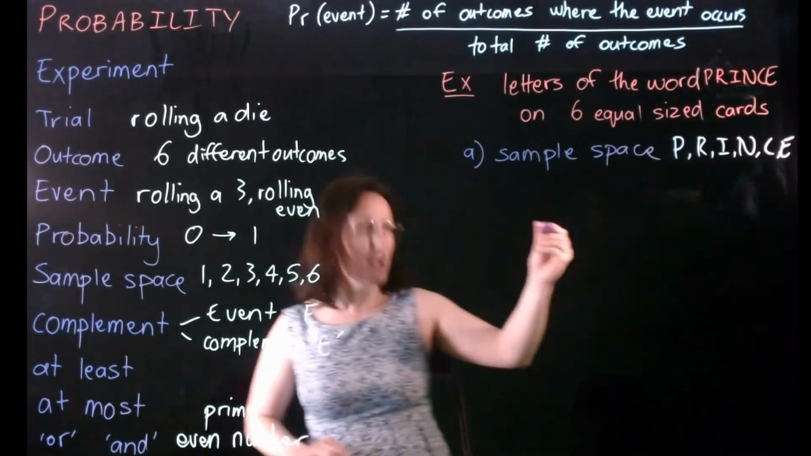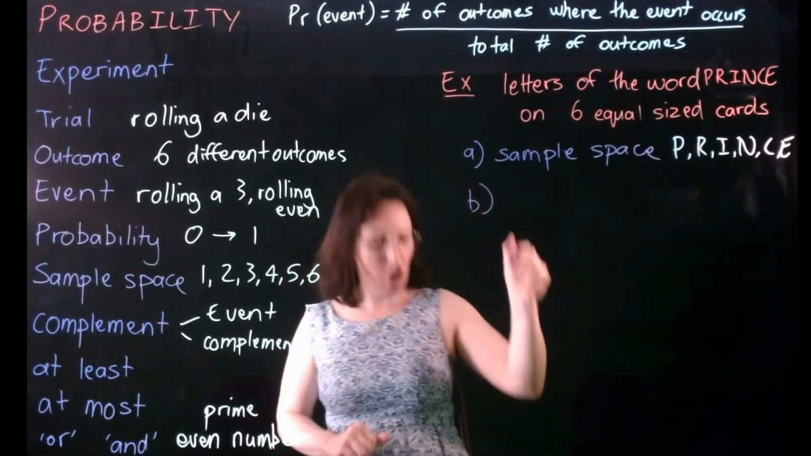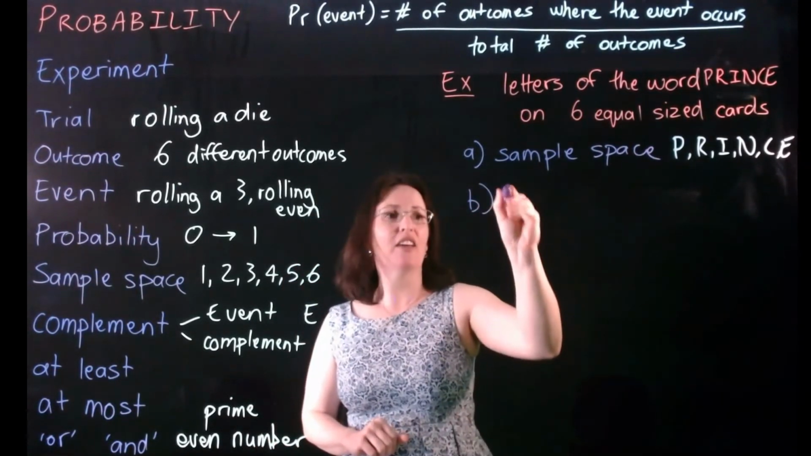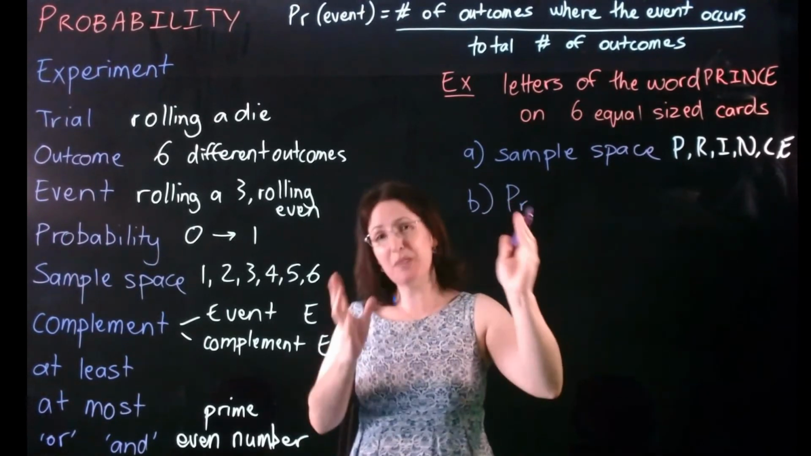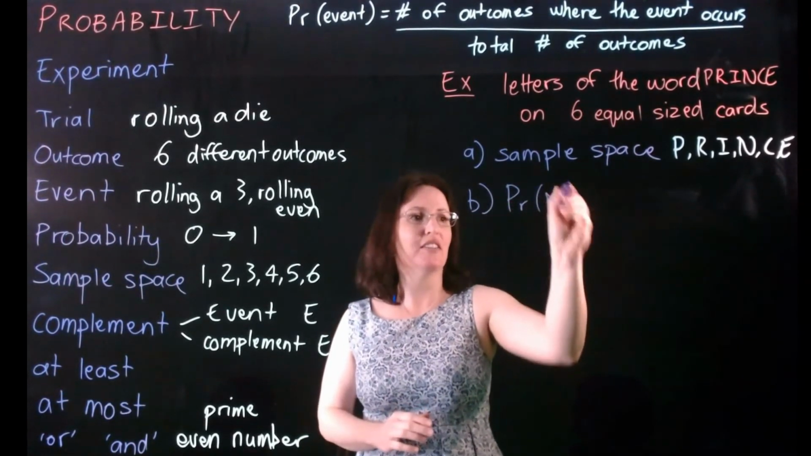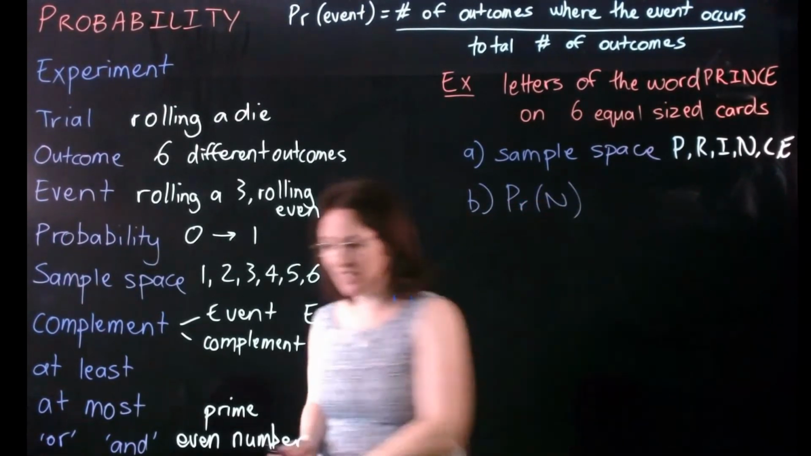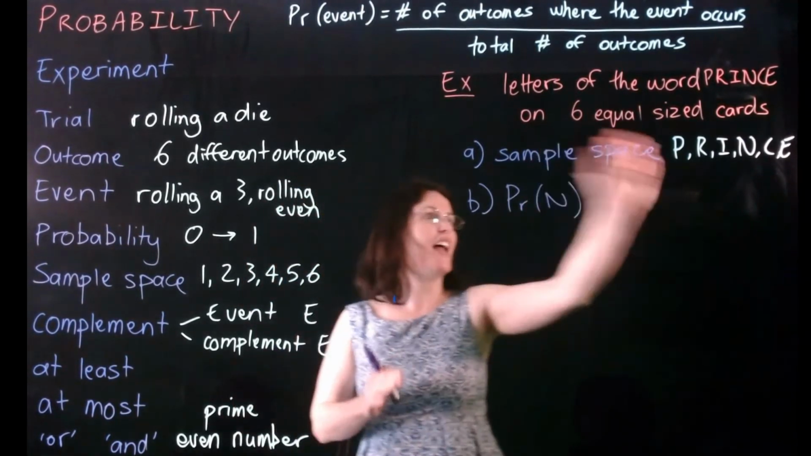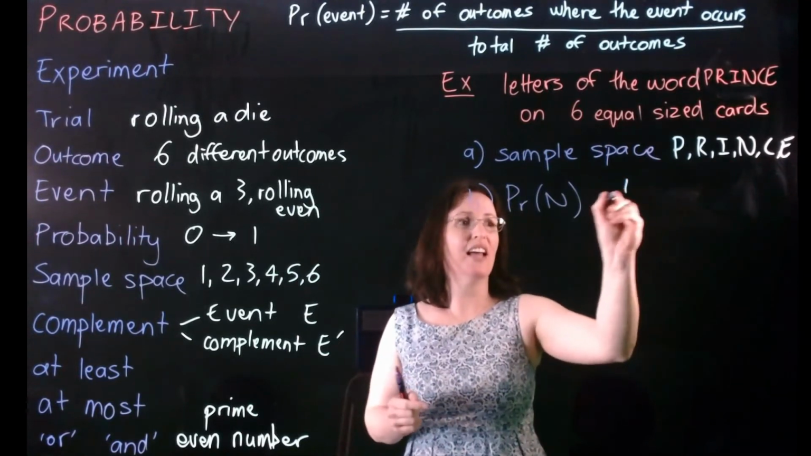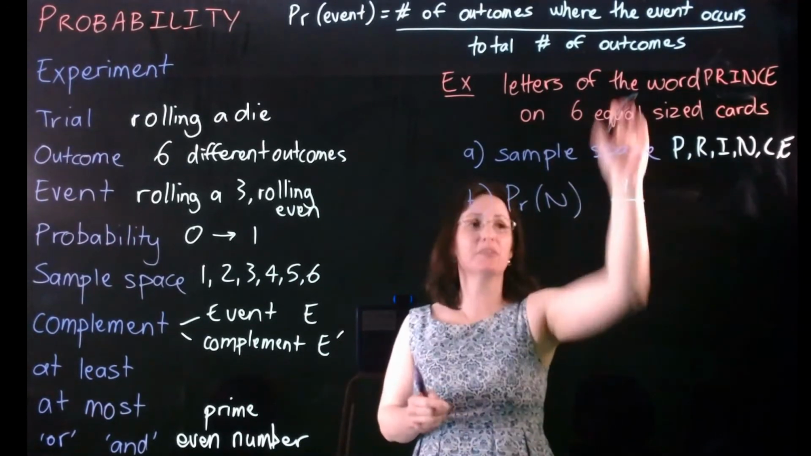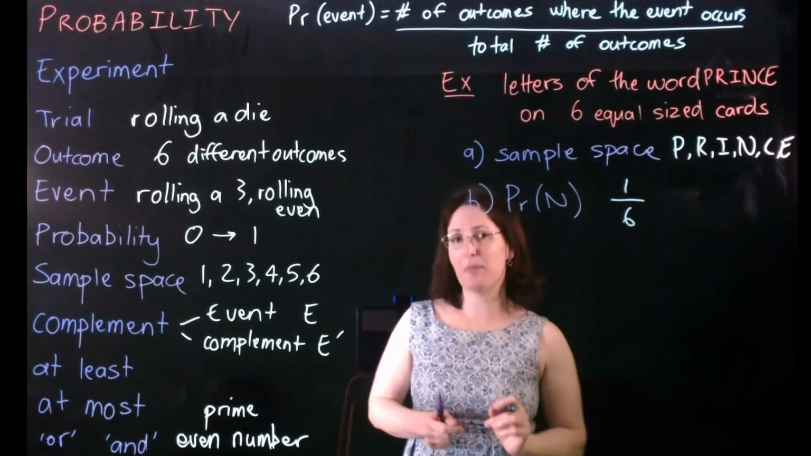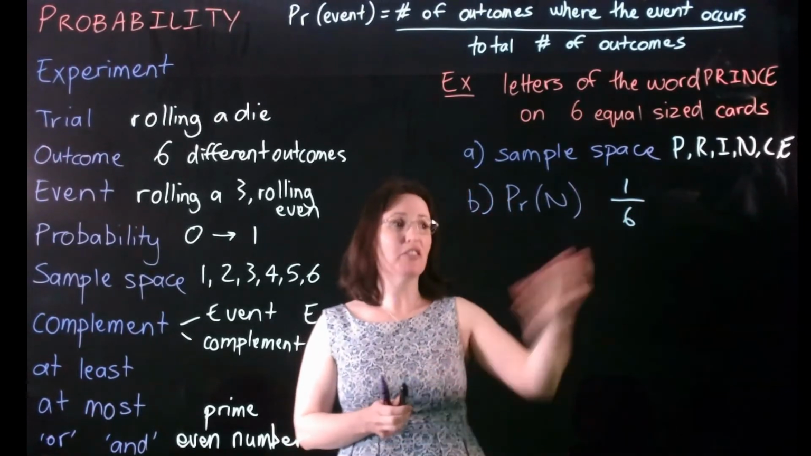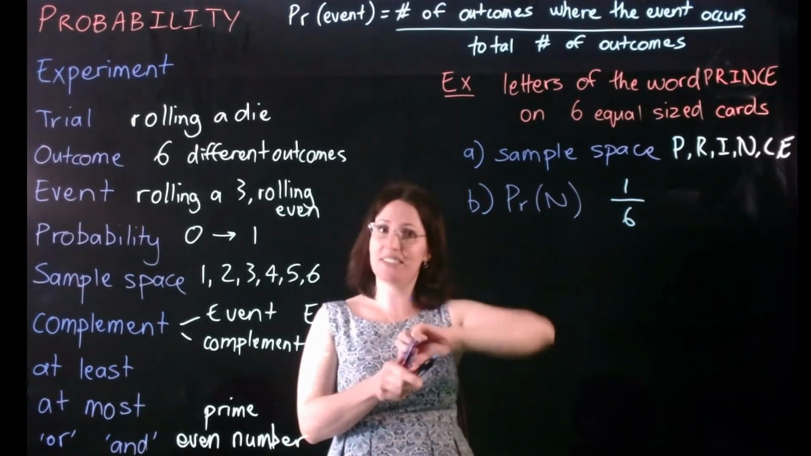Next, what if we're asked to find the probability of choosing an N? That's often written like this, P R, sometimes just P, and then we put the thing that we're finding in brackets next to it. The chances of finding an N. We've got how many N's here? 1 out of the total number of possible outcomes, 6. So that's our probability of finding an N. We often do leave it as a fraction. Sometimes you'll see it as a decimal.